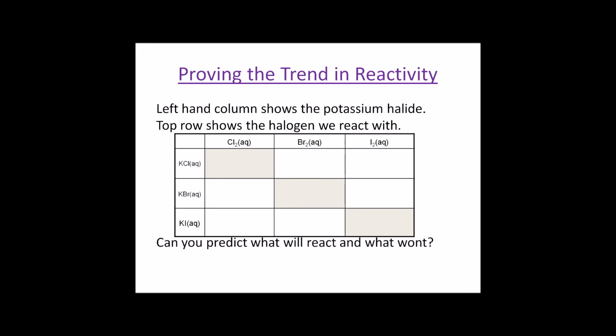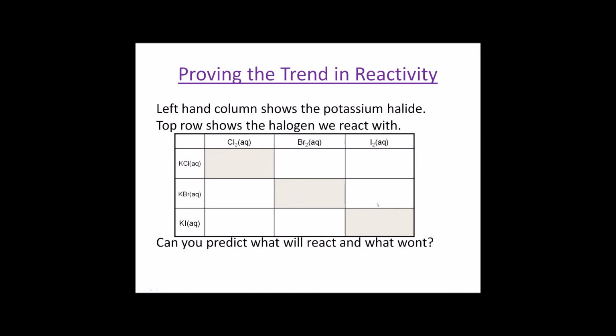So can you predict which of these are going to react and which won't? So we've got chlorine with potassium bromide and potassium iodide, we've got bromine with potassium chloride and potassium iodide, and we've got iodine with potassium chloride and potassium bromide. What is going to react? What is not going to react?